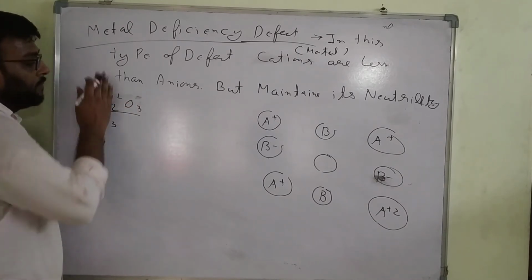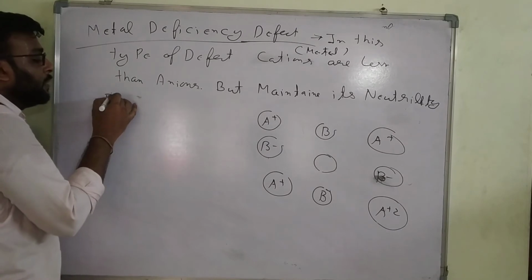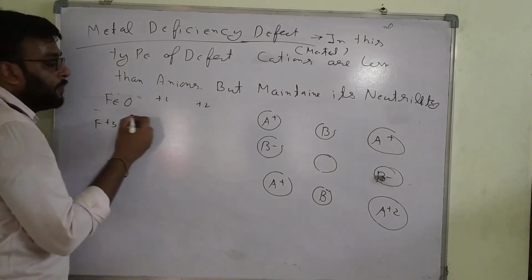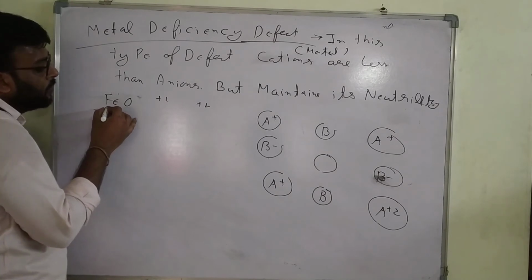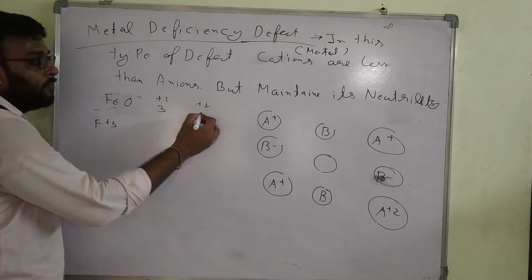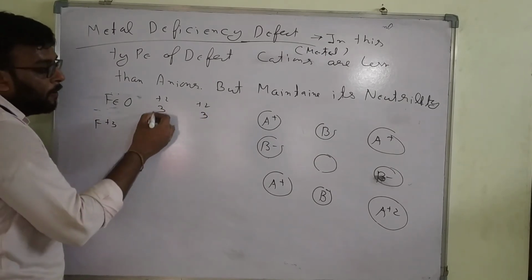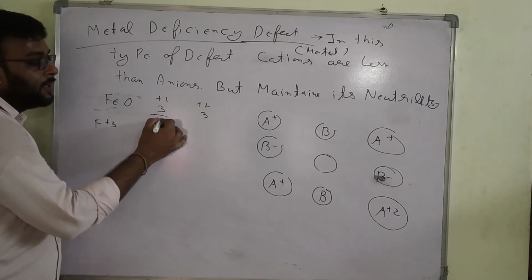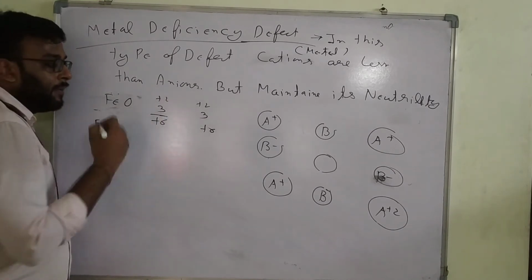Let me take the FeO example over here. FeO in the ratio of 1:1, plus 2 and minus 2. Suppose I am taking the example of 3 molecules of Fe with a plus 2 charge and 3 molecules of O over here. What happened in this? Total charge is plus 6, total charge is plus 6.